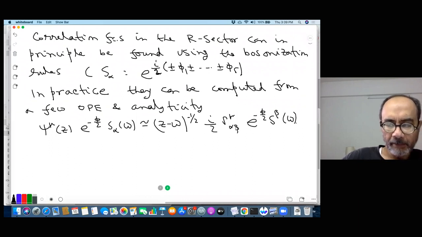Now, if you remember the GSO projection rules, you see that this is GSO even, okay, but this is GSO odd, you have a single psi mu, okay, so you expect the product to be GSO odd, and indeed this is GSO odd because this is anti-chiral spinor instead of chiral spinor.